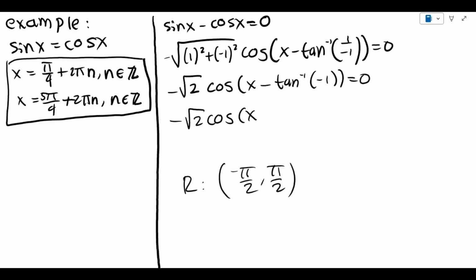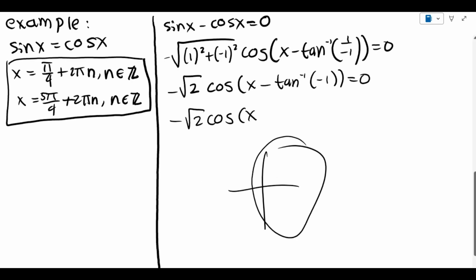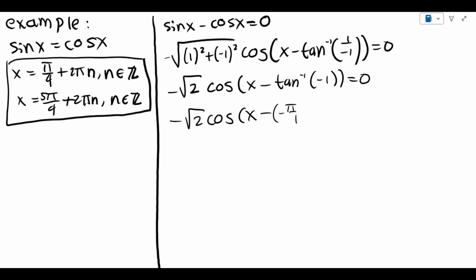I feel like it only exists on these two parts. This part sadly does not. So we can write this as negative pi over 4, which makes it plus pi over 4 equals 0. So cosine of x plus pi over 4 equals 0, because we divide by negative square root of 2 on both sides. Now we're going to solve this one right here.